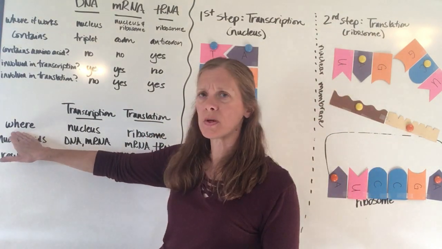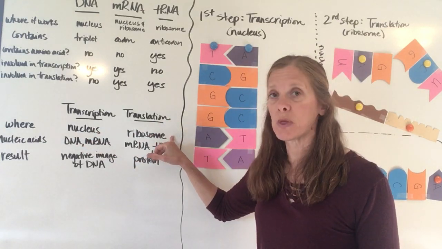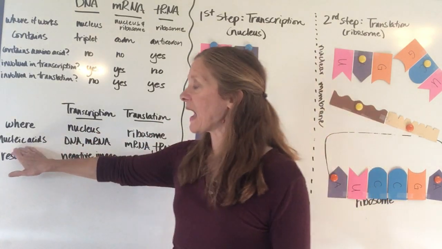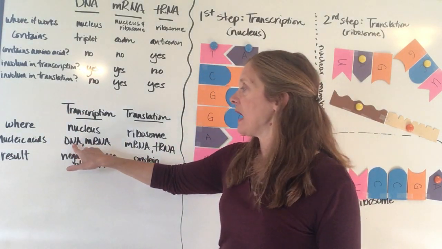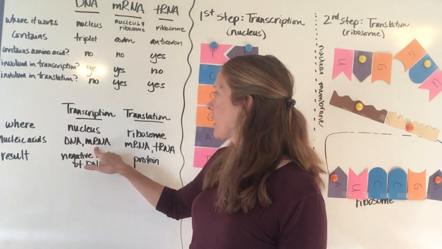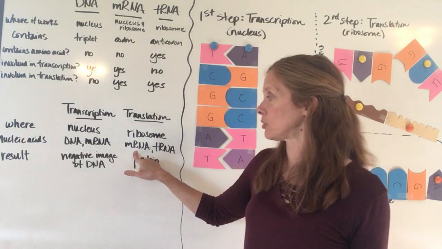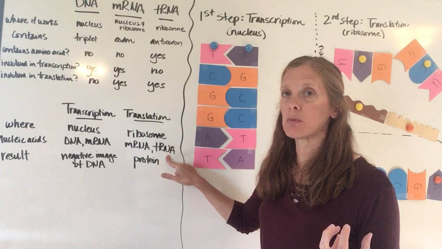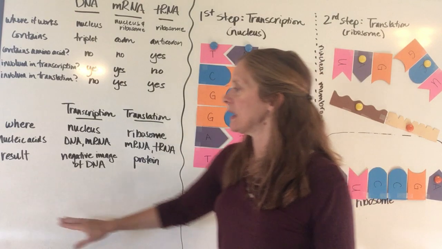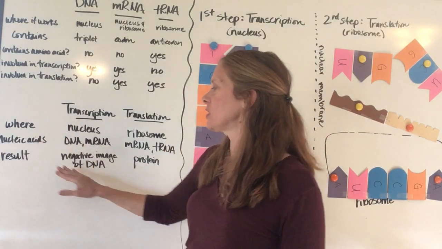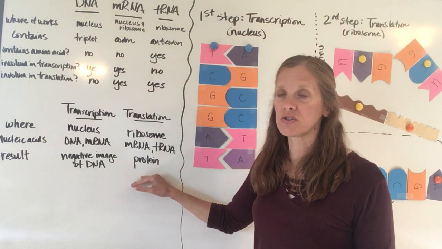So where does each one of these take place? Transcription takes place in the nucleus. Translation takes place in the ribosome. Okay, the nucleic acids that are involved, transcription is going to involve the DNA and messenger RNA. Whereas translation involves messenger RNA, because remember, it carried the code from the nucleus out to the ribosome, and then transfer RNA, which transfers the amino acids in the right sequence and then hooks them together. Okay? Now, what's the result of transcription? Well, the result of that is actually just a negative image of the DNA. Translation results in a protein.